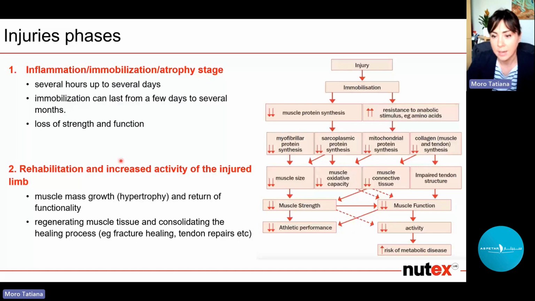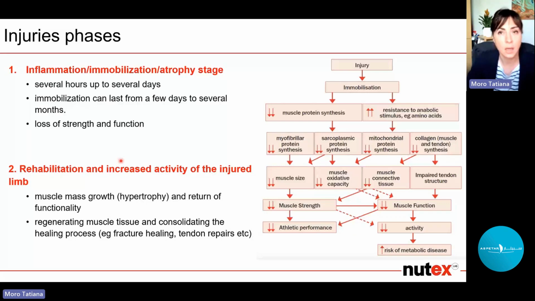So it takes from immediately after the injuries when the wounds start healing, and it's a very complex stage because it at least involves three overlapping subphases: inflammation, proliferation, and remodeling.